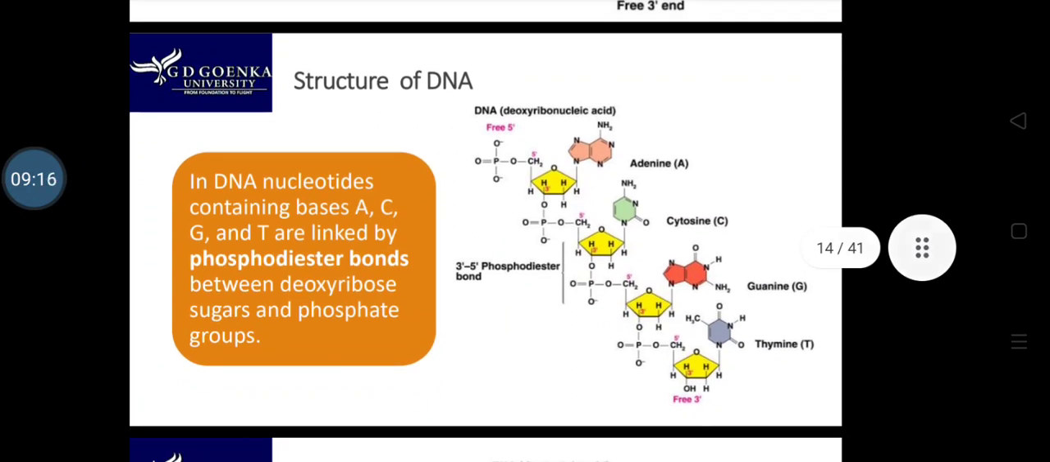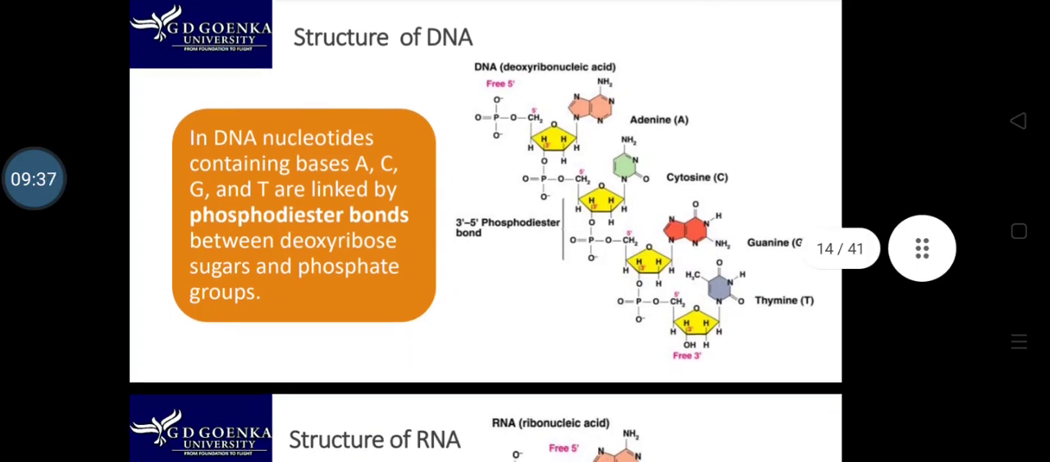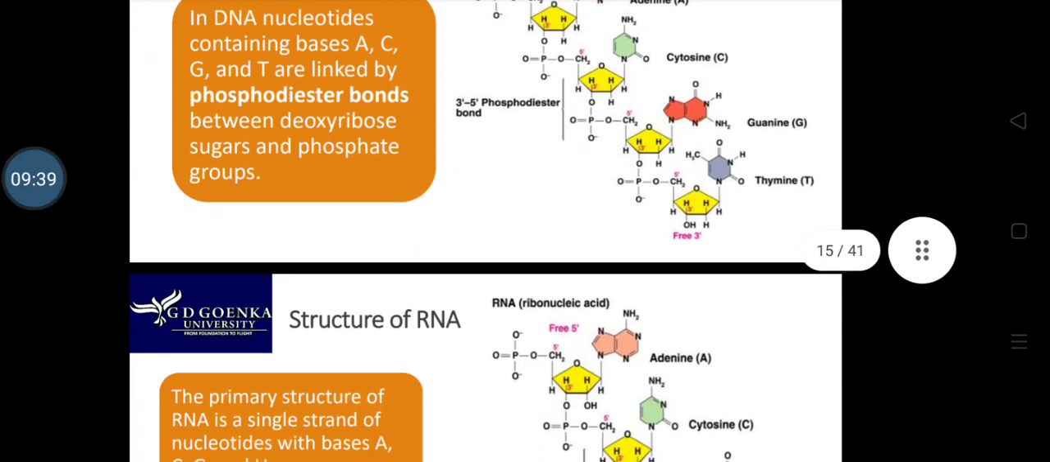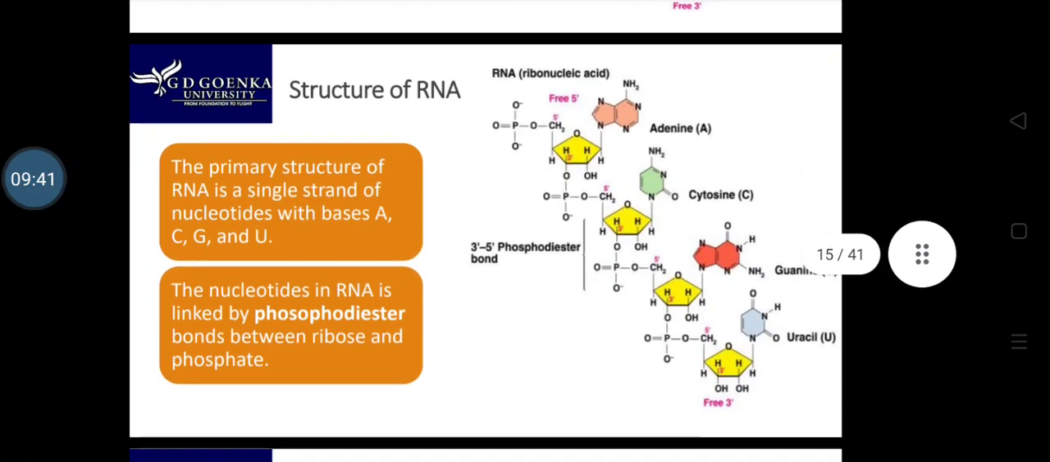In the structure of DNA, the building blocks are basically sugar and phosphate; sugar phosphate makes the backbone. In DNA, nucleotides containing bases A, C, G, and T are linked by phosphodiester bonds between the deoxyribose sugar and phosphate groups. So nucleotides are linked by phosphodiester bonds.